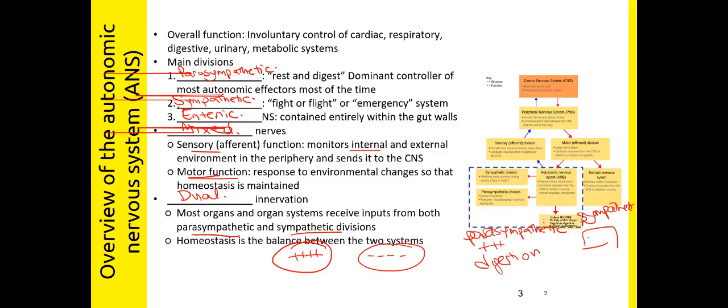And so your sympathetic nervous system sends a signal to the digestive tract to slow things down, right? So you always have one of the divisions speeding it up, and the other one slowing it down. And the balance between the two systems is what maintains homeostasis in the body.